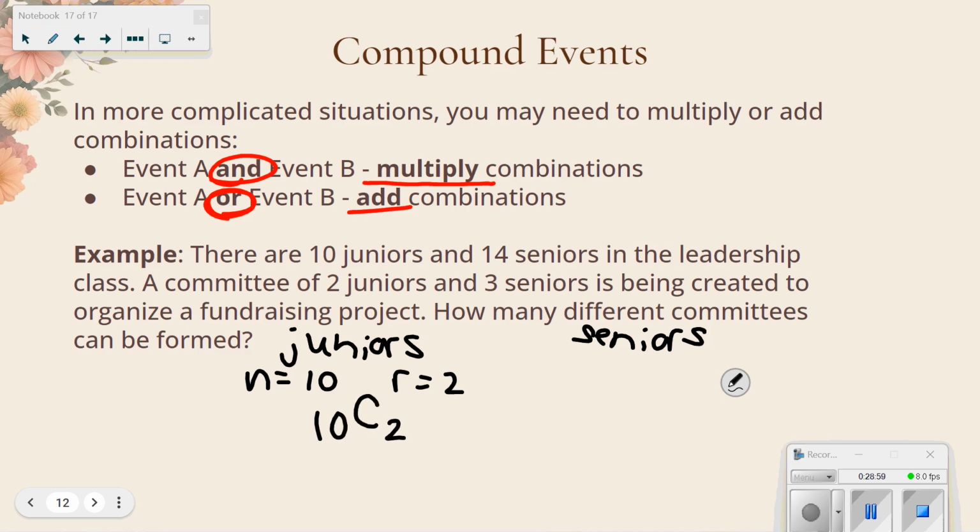What about for my seniors? How many seniors do I have to choose from? And then how many are we choosing? 3. What type of situation was this? Does it matter the order? Nope. So it's a combination, so 14C3. Now, what should I do with those 2 values if I'm doing juniors and seniors? Multiply them together. So I'm going to give you guys a minute. Figure out them individually, multiply them together, and then we'll do the total.